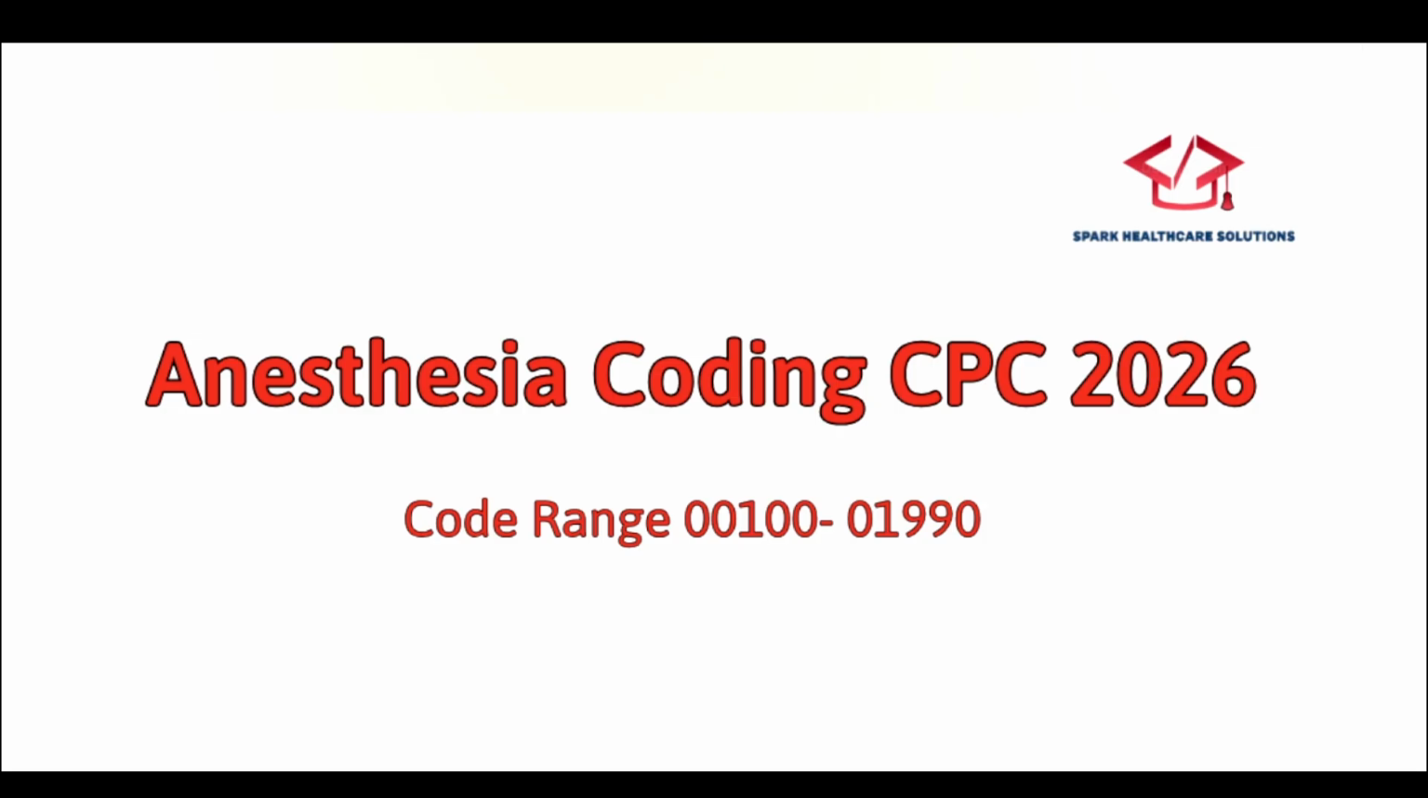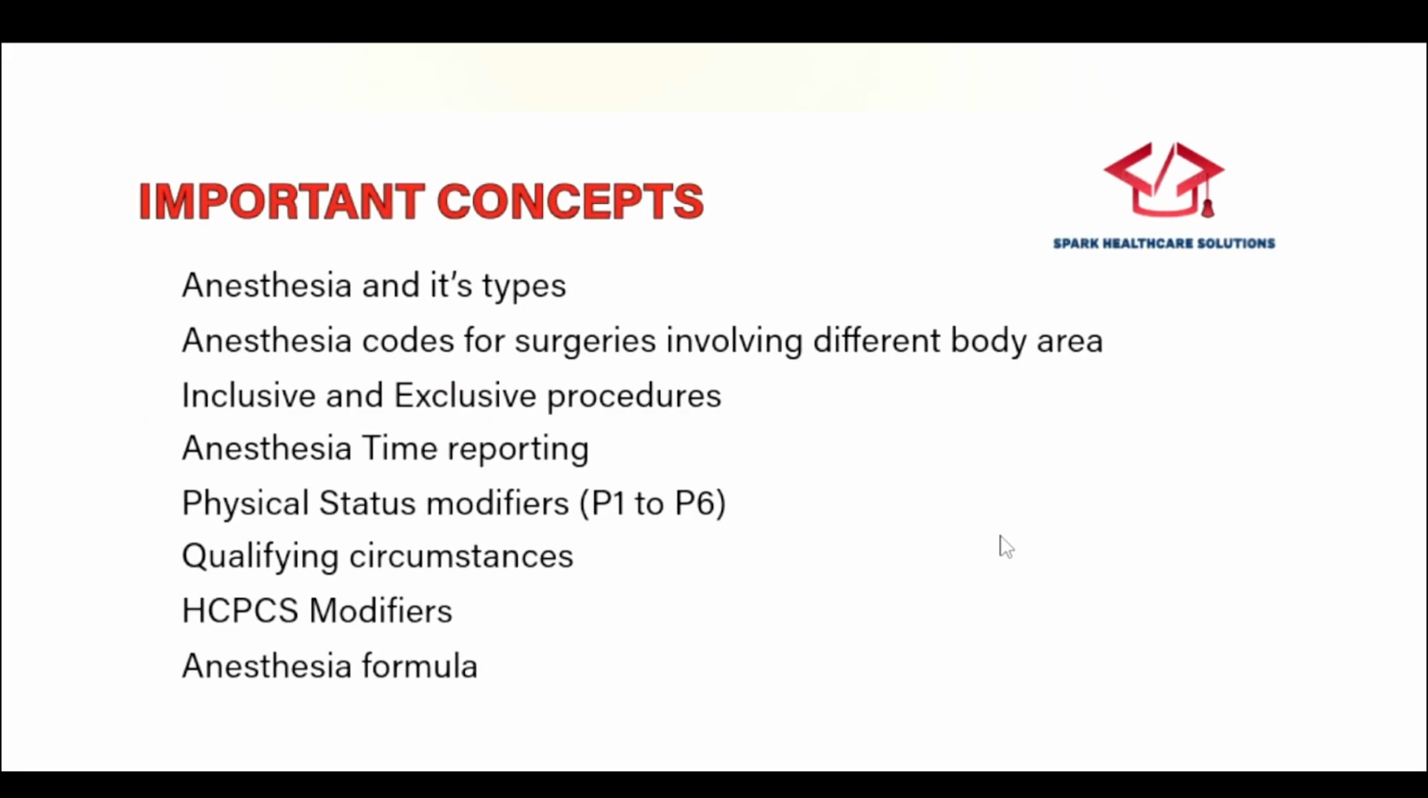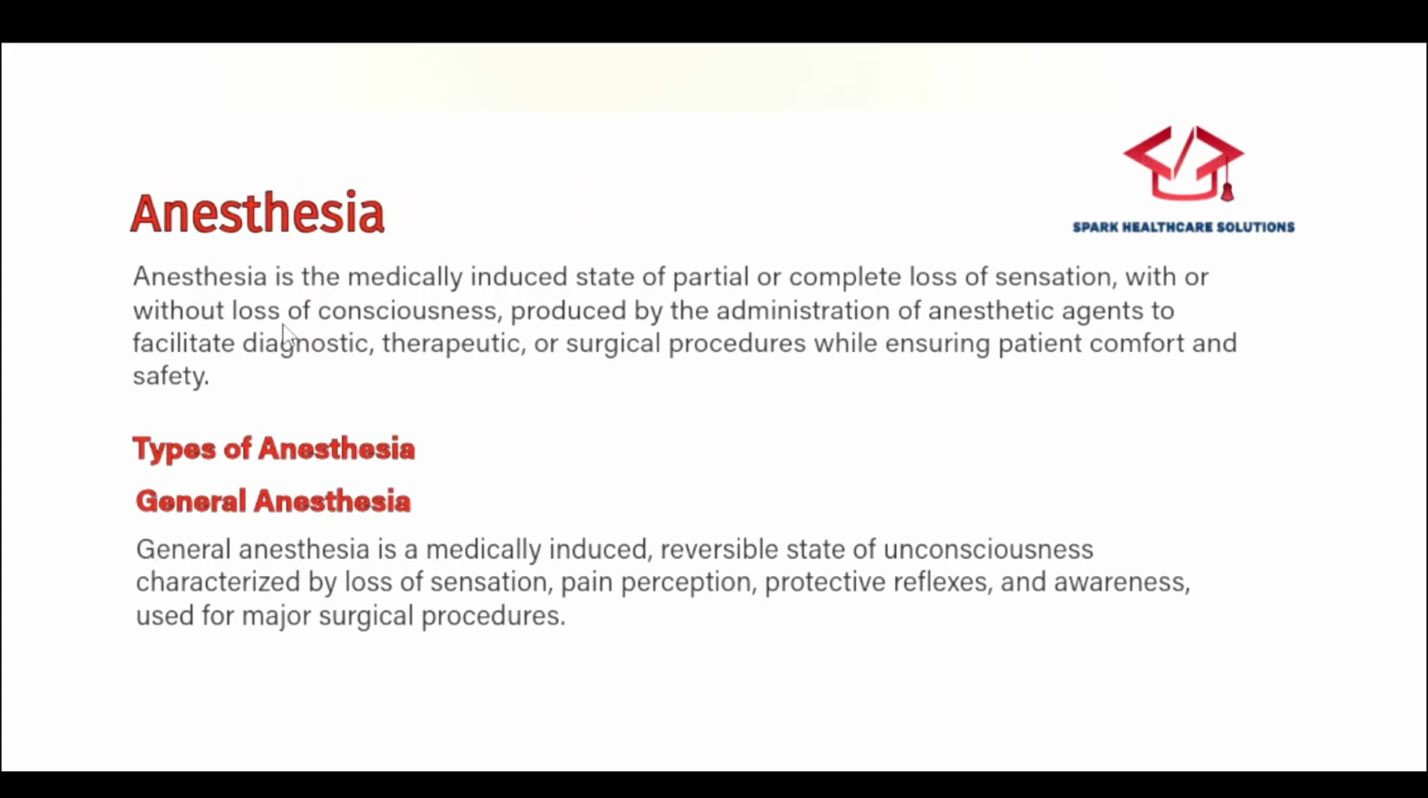So anesthesia codes range from 0000 to 01990. So these are the important concepts in anesthesia. We will see one by one. First, we will see what is anesthesia and its types.